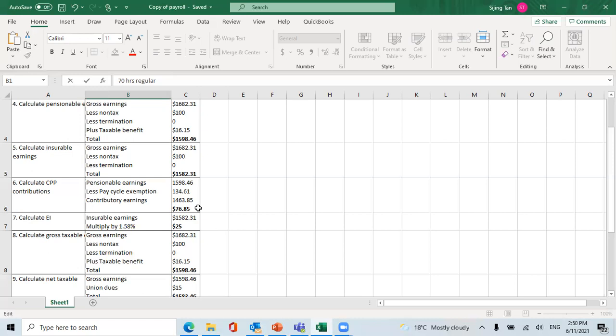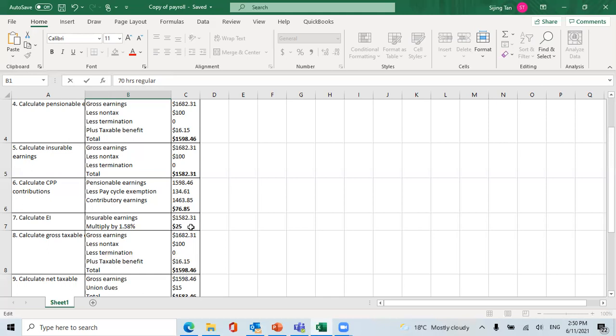If you do not remember the rate, you can write it down and take it for your exam. And then we calculate EI. We use insurable earnings, which we already calculated, times 1.58%, and it comes out with $25. This is your EI.